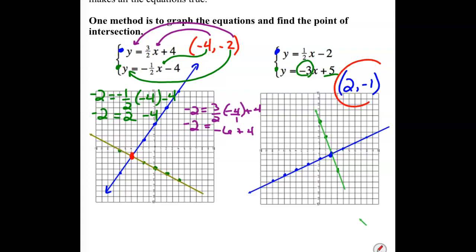Our solution we said was 2, -1. So again, I should be able to put a 2 in and get -1 for an answer in both equations. All right, 1/2 of 2 is 1. 1 minus 2 gets us our -1. So it does work in the first one. Trying it in the second one, we have -1 equals -6 plus 5, and that is also true. So it is the correct solution.